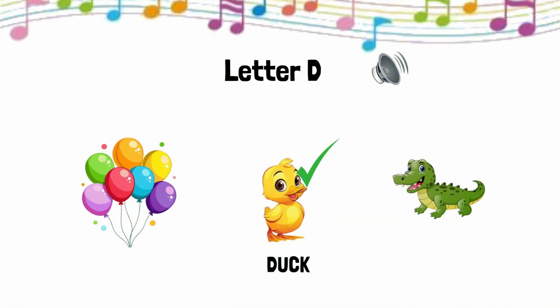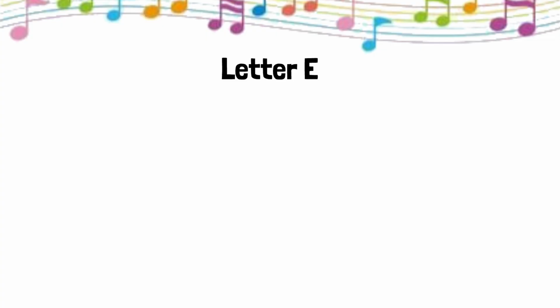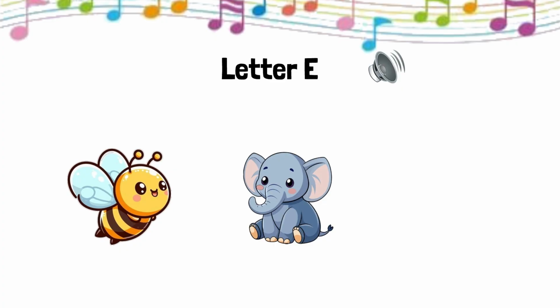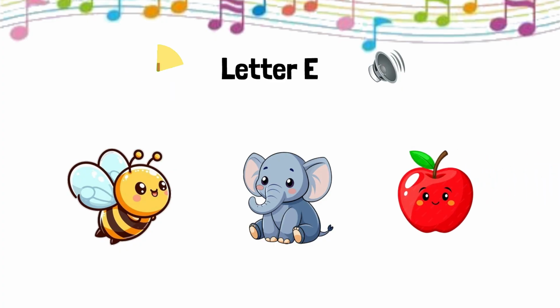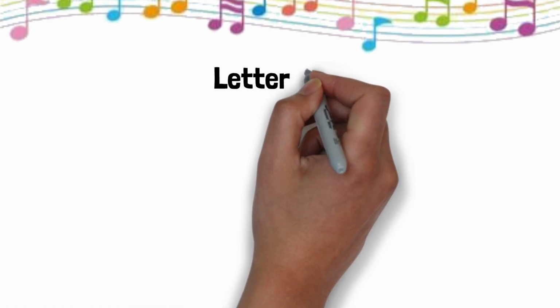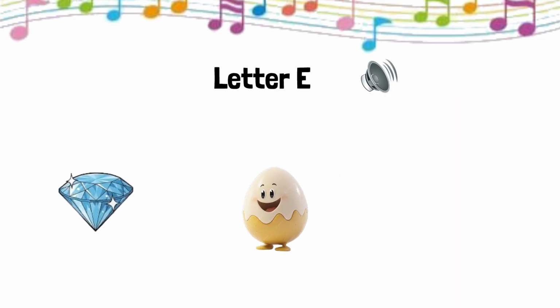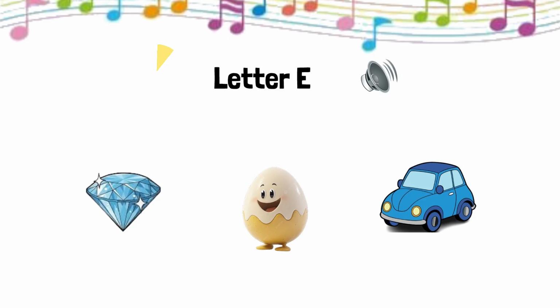Letter E. Which picture starts with the sound elephant, bee, or apple? Elephant. Yes. E for elephant. Now listen again. Which one starts with E? Egg, diamond, or car? Egg. That's right. E for egg.